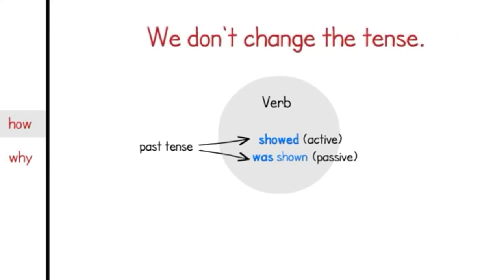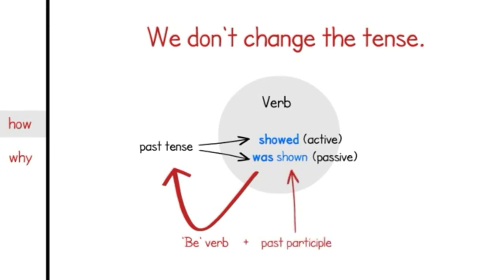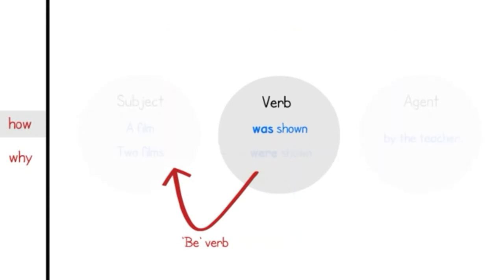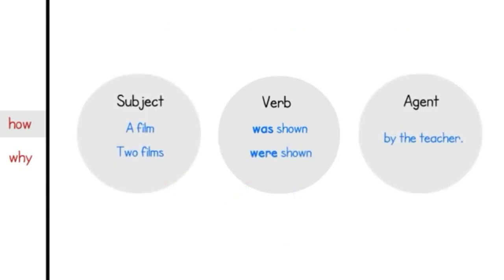we use the verb to be in the same tense as the original sentence and the past participle of the main verb. Notice also that the form of the verb be must maintain subject-verb agreement with the new subjects, as in this example. A film was shown by the teacher. Two films were shown by the teacher.